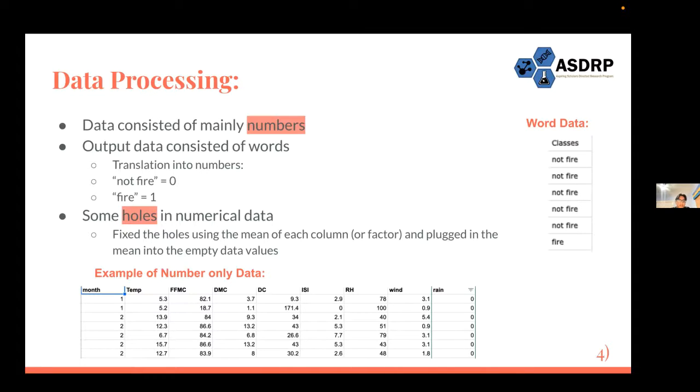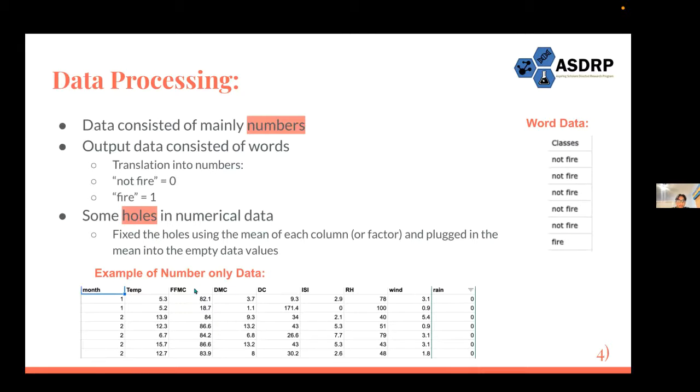And we also had a few holes in our numerical data. For example, we had a hole in our FFMC, as you can see in the graph at the bottom. So what we did to fix that is we took the mean of each column, or factor, like taking the mean of every value in FFMC and plugging that mean into the empty data values. And this helped our code and machine learning model not have any errors and be more accurate.